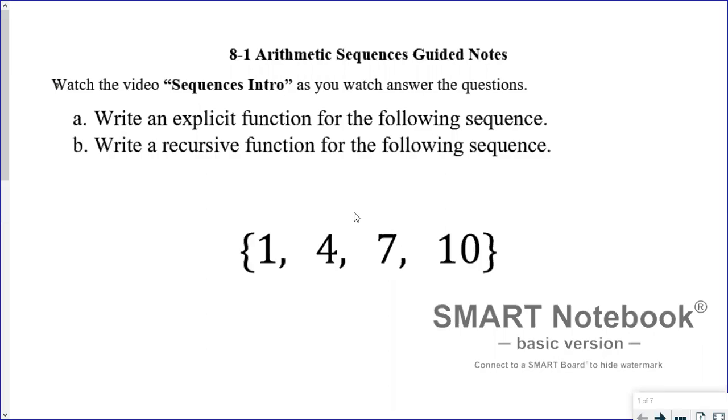In this video, I'm going to show how to find the explicit function for an arithmetic sequence and a recursive function for an arithmetic sequence. The sequence we're given is 1, 4, 7, and 10. We need to know what our terms are.